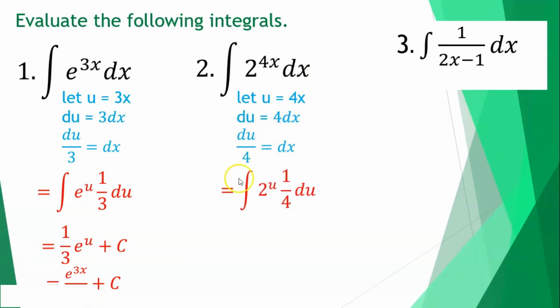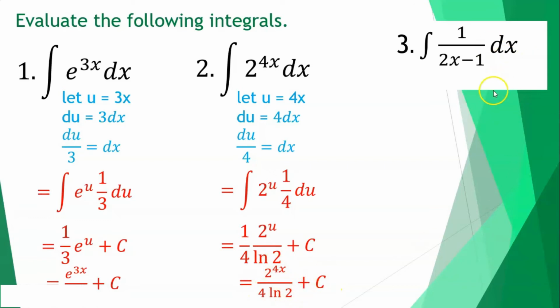Rewriting this, this would become the integral of 2 to the power of u times 1/4 du. The integral of 2 to the power of u is 2 to the power of u over ln of 2 plus c. And of course, we have here our constant 1/4. So the final answer would be 2 to the power of 4x over 4 ln of 2 plus c.